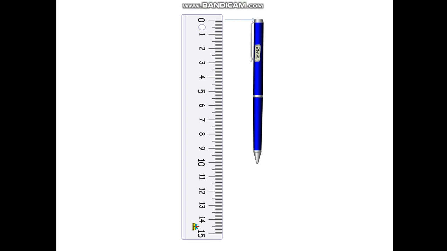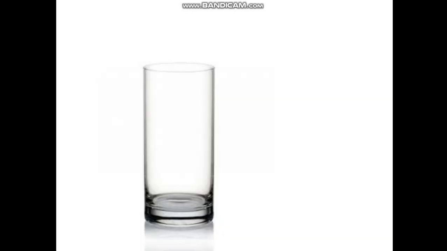We draw two lines. The lines should touch top and bottom and should be straight. It starts from 0 and the end is up to 10 centimeter. So we can say the length of this span is 10 centimeter. Similarly, the next question.